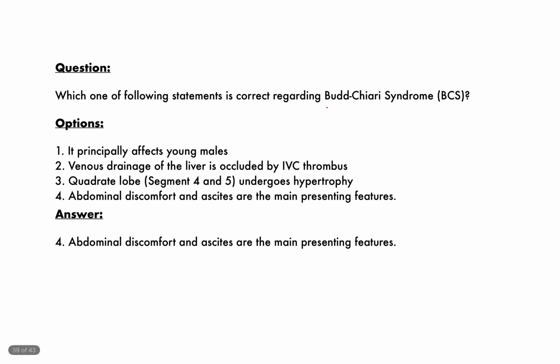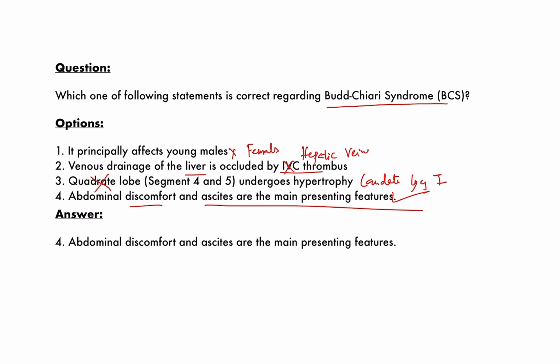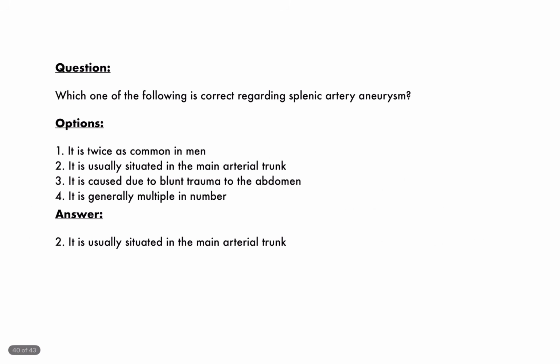Which one of the following statement is right regarding Budd-Chiari syndrome? It principally affects young males? No, young females. Venous drainage of liver is occluded by IVC? No, hepatic vein thrombus. Quadrate lobe enlargement? No, it is not quadrate lobe, it is caudate lobe enlargement, right? Lobe 1, this is segment 1. Abdominal discomfort and ascites are presenting features. This is easy. So option 4 is correct answer.